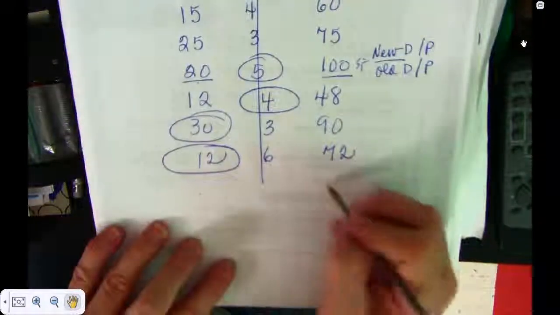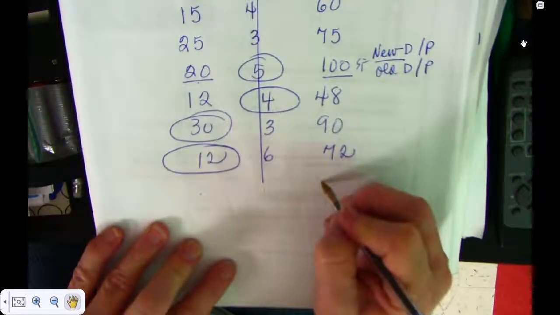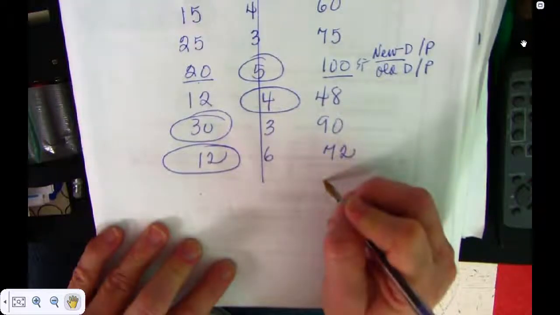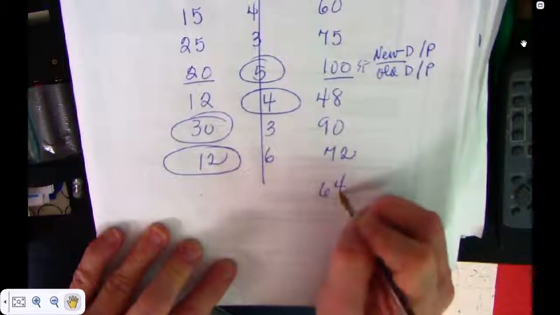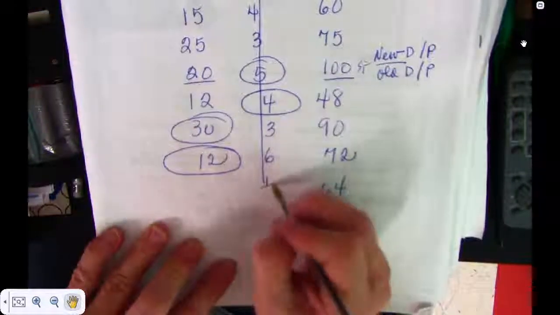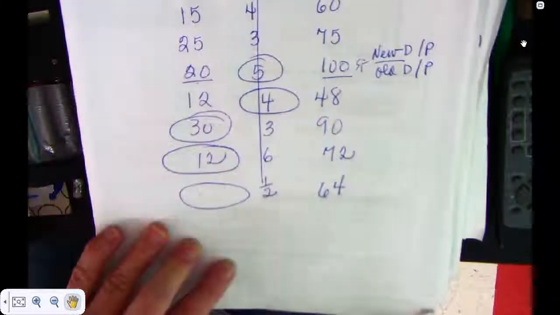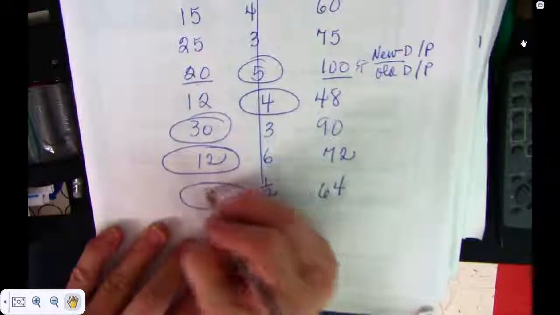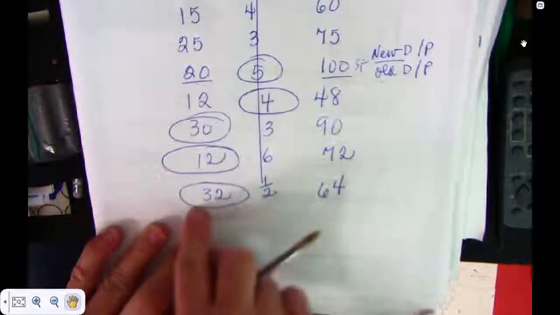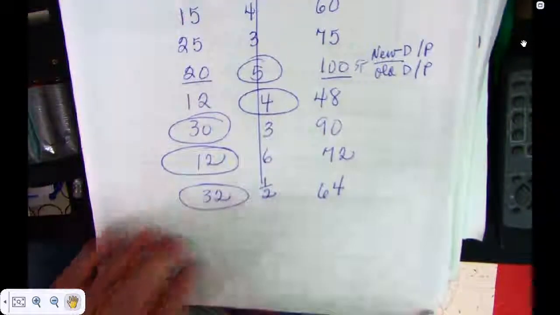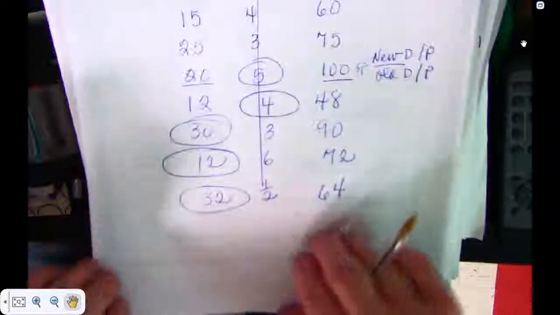Okay? I'm going to make it a little harder. If this is 64 and the scale factor was 1/2, what was my pre-image? Oh, good. 32. How'd they get 32? Okay. All right. Are there any questions?